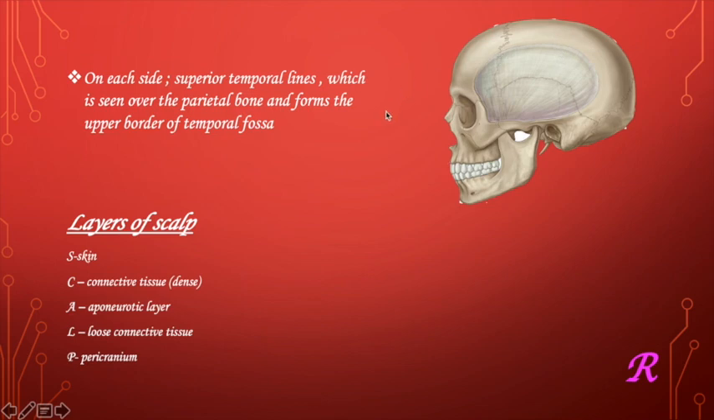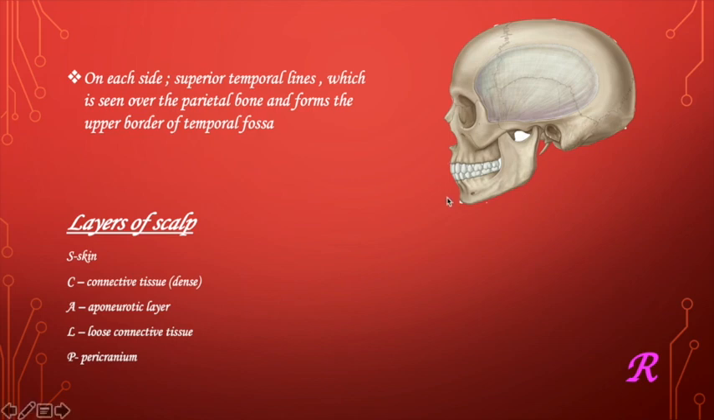In short, the boundaries of scalp are anteriorly the supraorbital margins, posteriorly the external occipital protuberance and superior nuchal lines, and on each side the superior temporal lines. Next we'll move on to the layers of scalp.